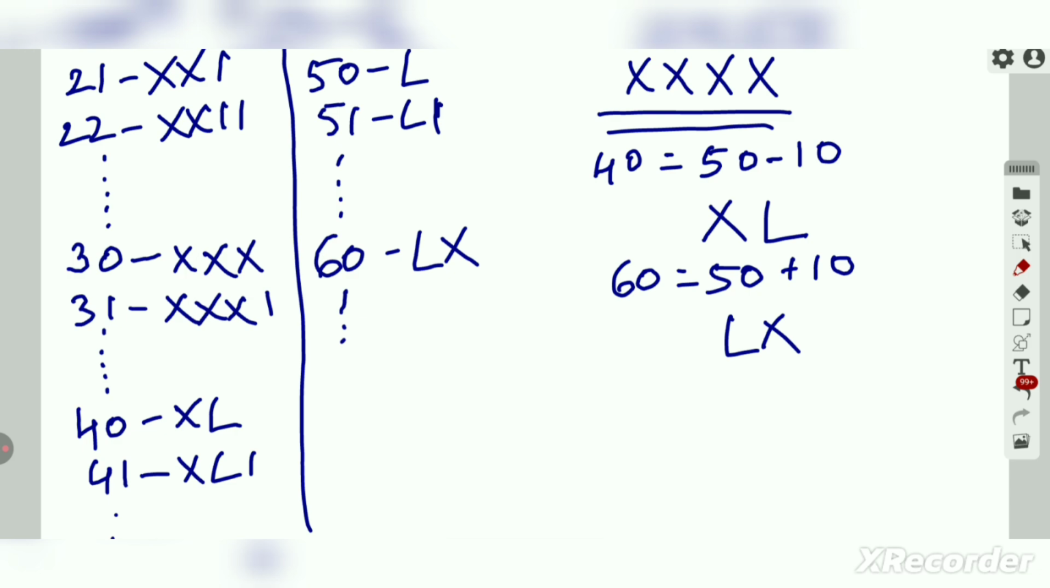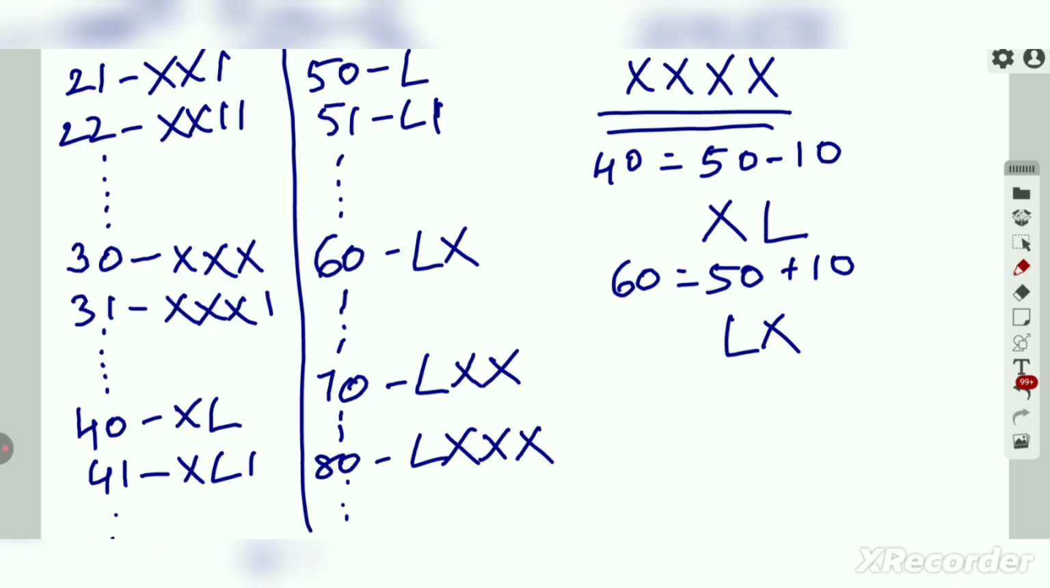Again the same thing goes on. What is 70? 70 is 50 plus 20. So LXX. It goes on like that. What is 80? LXXX. Again it goes on.